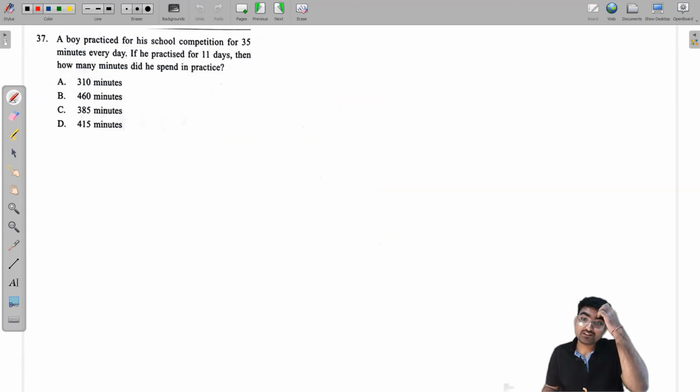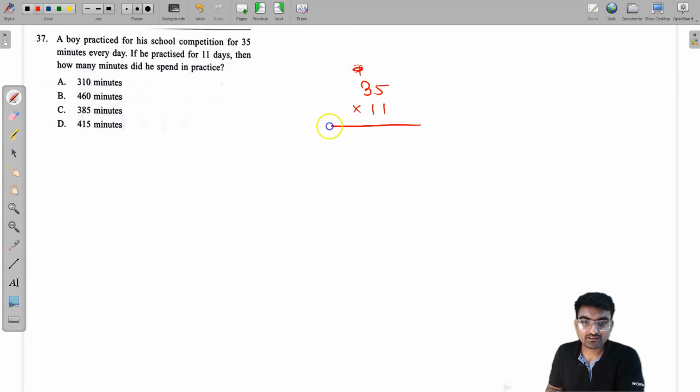A boy practiced for his school competition for 35 minutes every day. If he practiced for 11 days, then how many minutes did he spend in practice? Okay, 35 minutes every day, and he practiced for 11 days. That means 35 into 11. Okay, so 11 5s are 55, 5 carry 5, 11 3s are 33 plus 5, 38. So 385 minutes, right? And that is option number C.